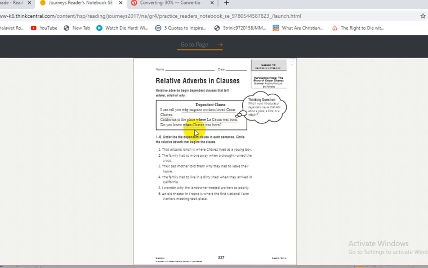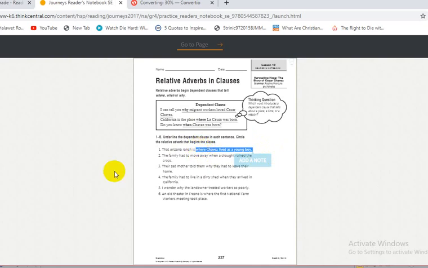Alrighty. Let's see the questions over here from 1 to 6. It says underline the dependent clause in each sentence and circle the relative adverb that begins the clause. That Arizona ranch is where Chavez lived as a young boy. So we're going to underline where Chavez lived as a young boy. That's our dependent clause. And what is the relative adverb? Yeah, it's going to be where. So we're going to circle where.